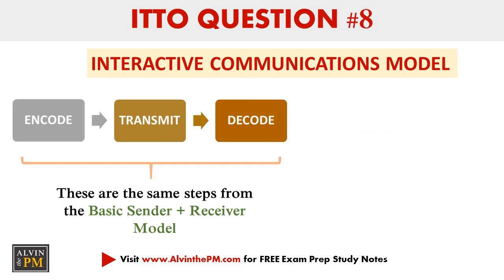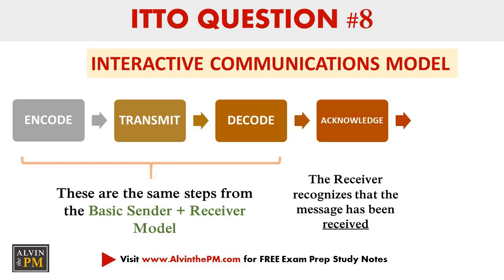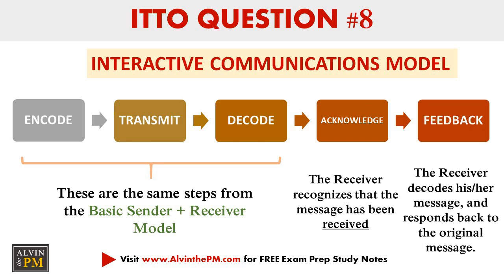The interactive communications model builds upon the basic sender-receiver model and adds on 2 additional steps. After the person decodes the message, he or she then acknowledges and confirms the message has been received. And afterwards, the person responds back to the original message. Now on to the next question.